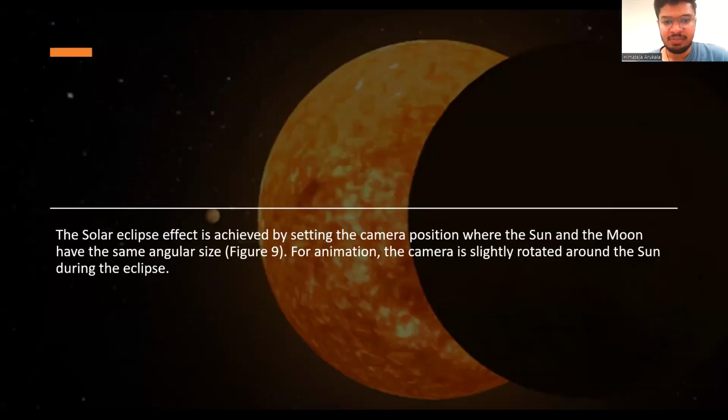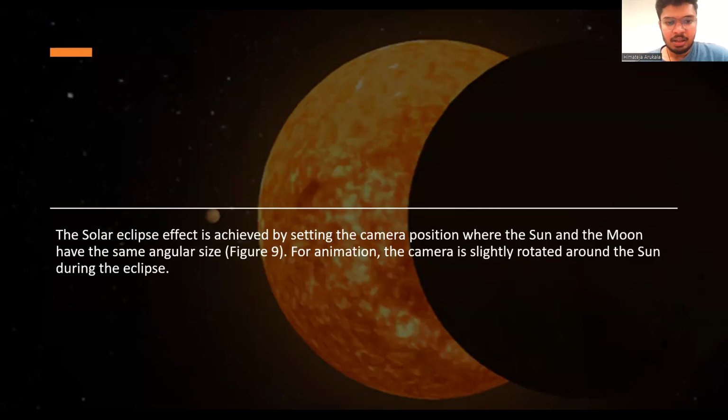The solar eclipse effect was achieved by setting the camera position where the sun and the moon have the same angular size, for animation. We slightly rotated the camera around the sun during the eclipse. These implementation details helped us to create a realistic and engaging solar system.